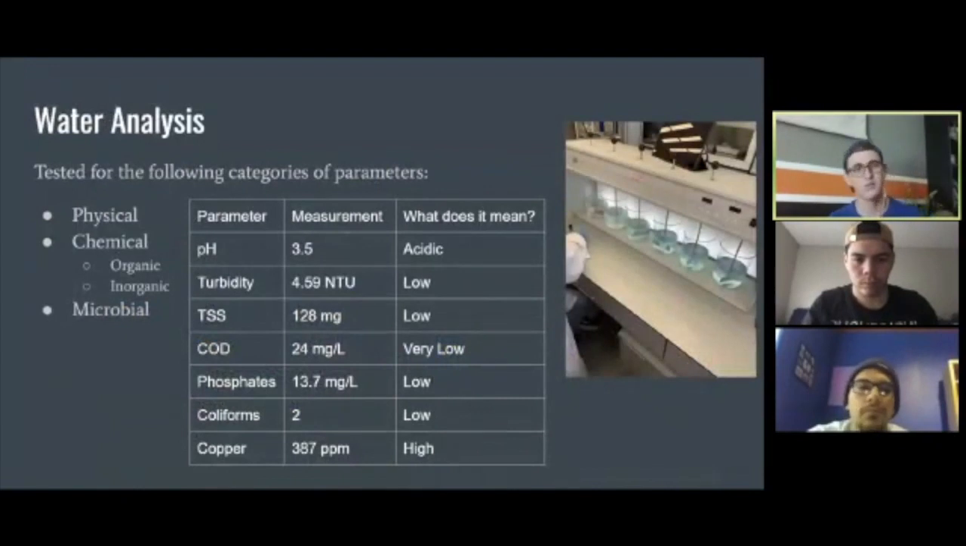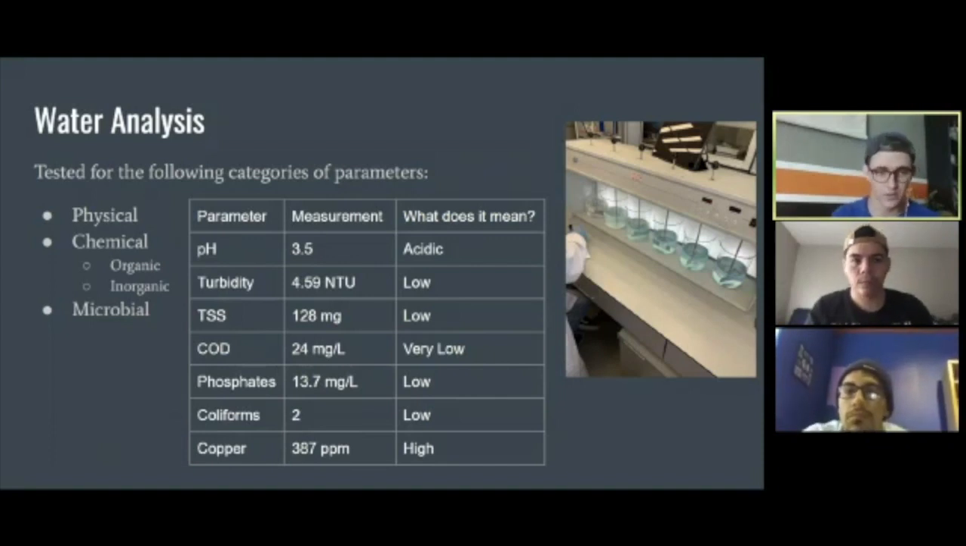The first lab was water analysis, just testing the wastewater that we had. We tested for the following categories of parameters. All wastewater contains at least one of the different parameters. These categories were physical, chemical, and under chemical, organic or inorganic contaminants, and then microbial. A couple of key parameters for our wastewater started with pH.